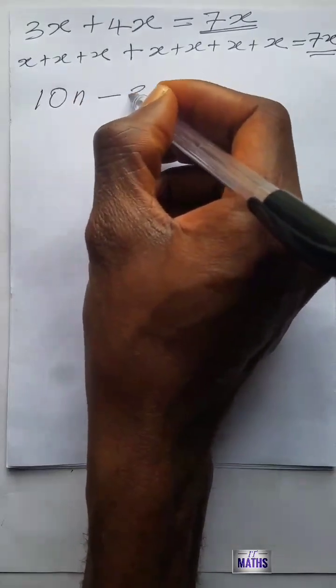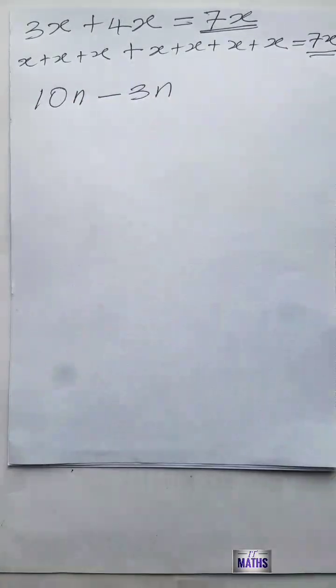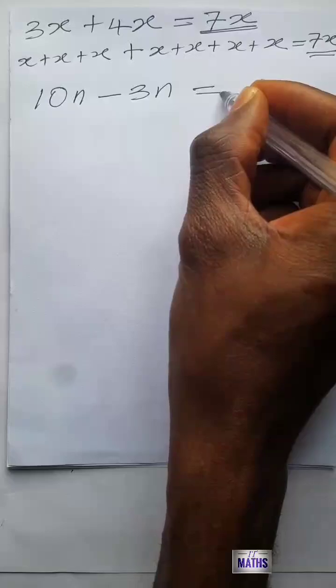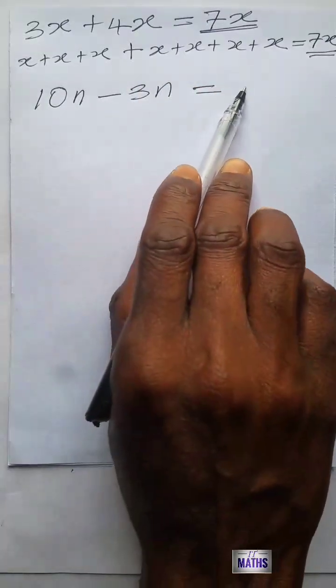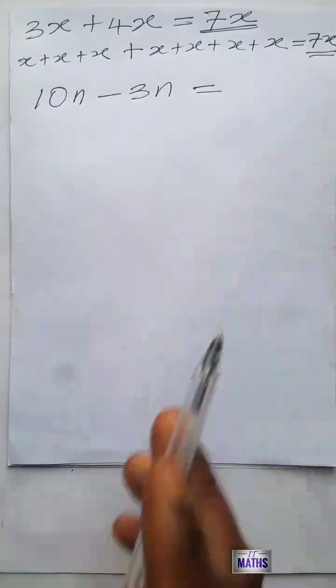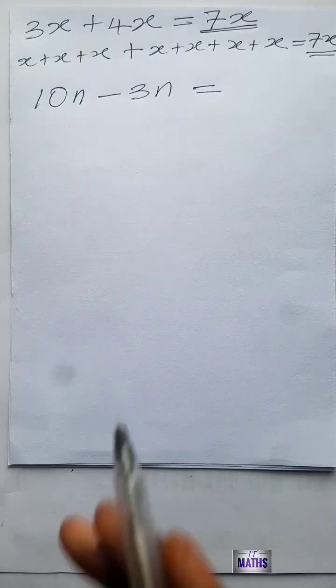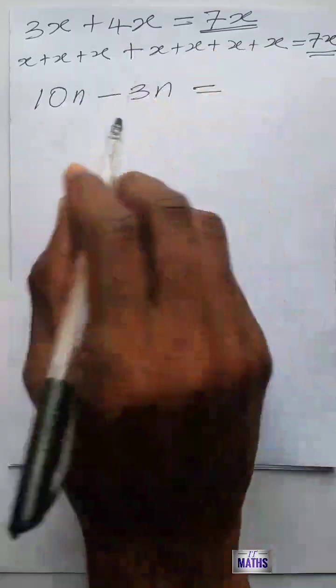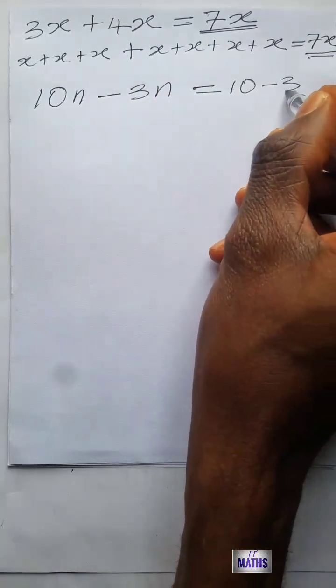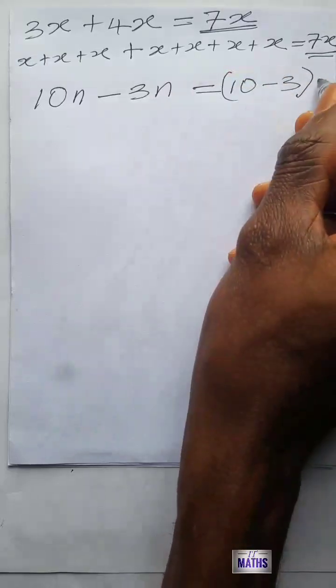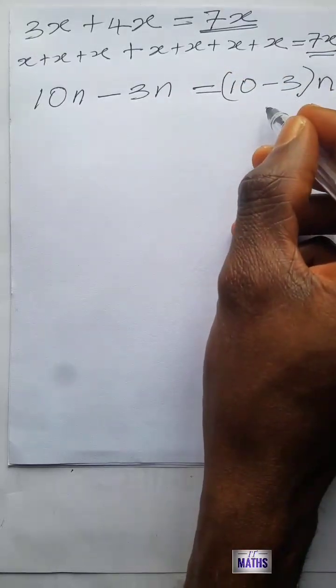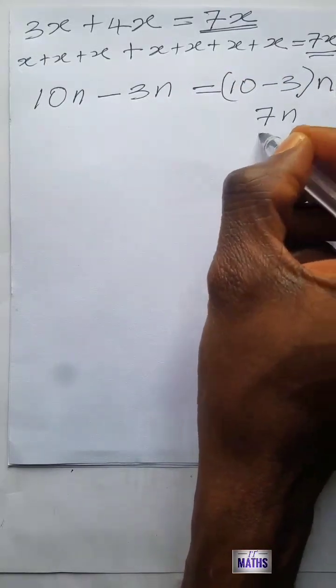The same way, if I ask you to solve 10n minus 3n, what would that be? Simple. You don't need to go write 10n and then subtract. There's nothing wrong if you want to do that, but it's smarter to just subtract 10 minus 3 and then pick 1 n. And what's 10 minus 3? 7. So that's 7n.